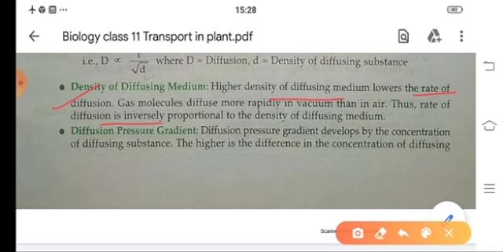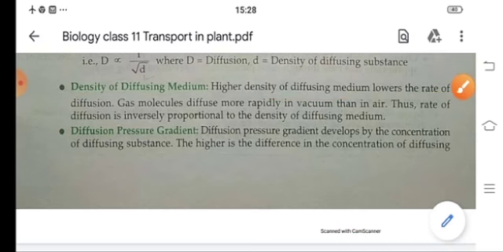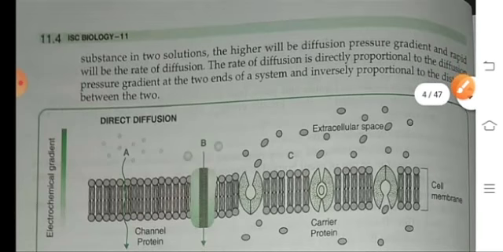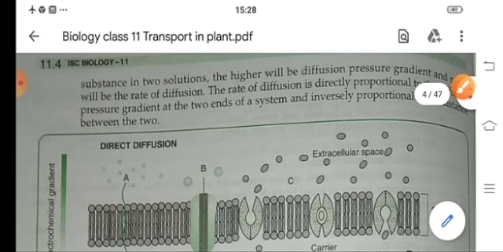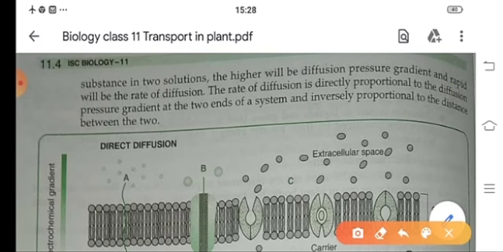Now diffusion pressure gradient or DPG. DPG also develops from the concentration of the diffusing substance. The higher the difference in the concentration of the diffusing substance between the two solutions, the higher will be the diffusion pressure gradient. This rate of diffusion is directly proportional to the diffusion pressure gradient and inversely proportional to the distance between the two.